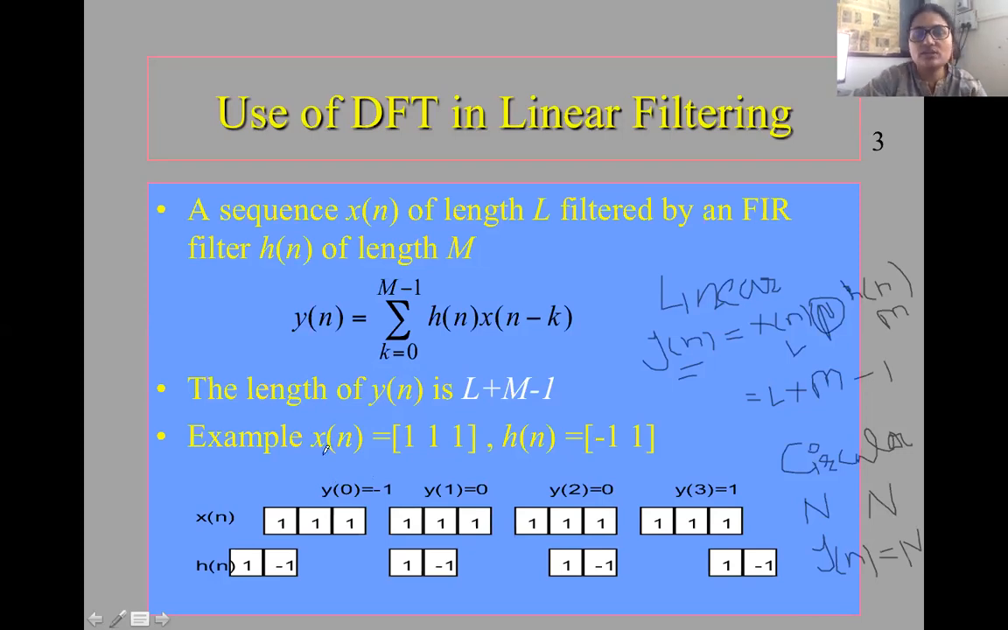We have considered two sequences, x of n and h of n. Length of x of n is 3, length of h of n is 2, because 2 samples are there. Now we are going to perform a linear convolution.